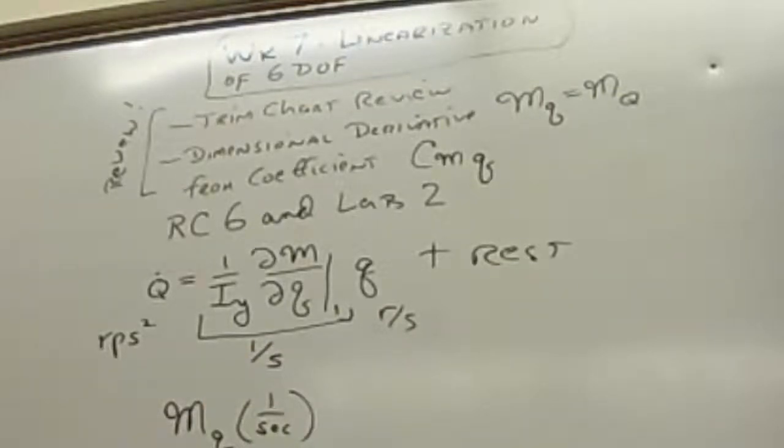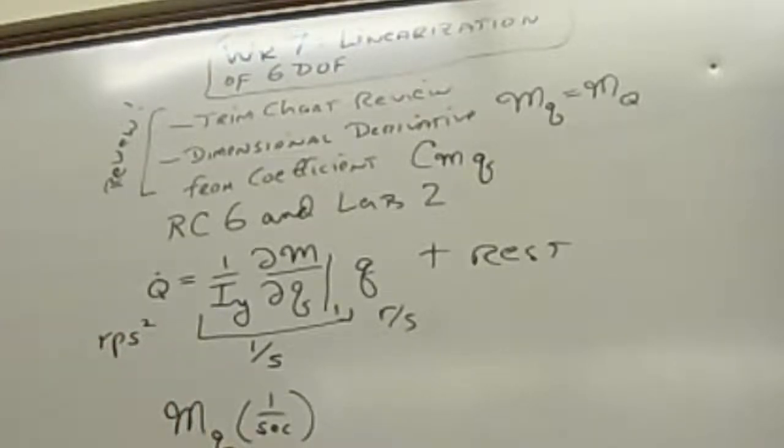And in the table, I'll look up CMQ, right? I'll look that up in the table. So how do I get MQ from CMQ? You have to know how to do this for all the stability derivatives. You have to know the name, and you have to know the physical description. So the name of this is pitch damping.